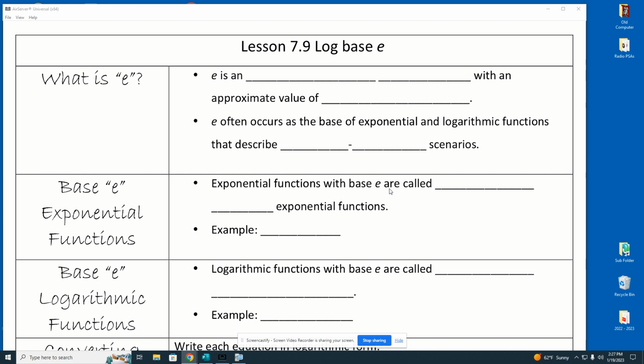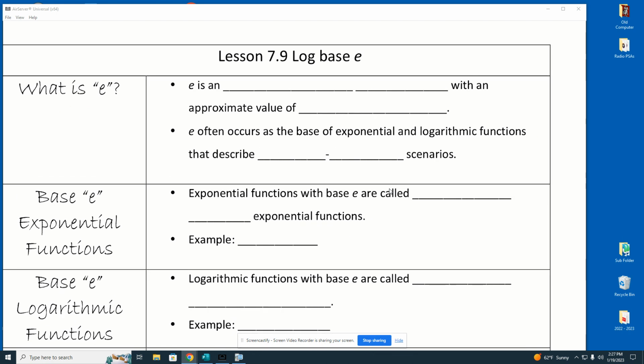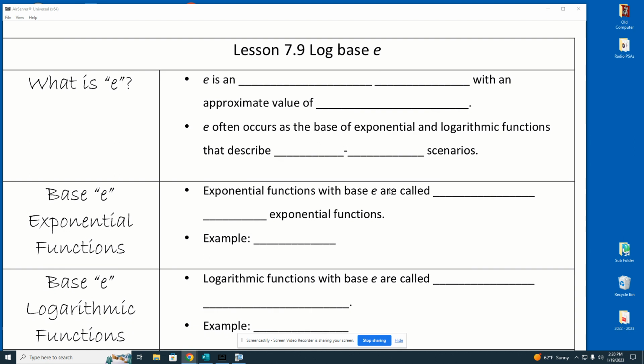Common log: anytime you see the word log with nothing there, it's understood to be base 10. They did that because, when dealing with numbers, base 10 deals really easily with decimals. Because it was used so often, they decided to just say common log is base 10.